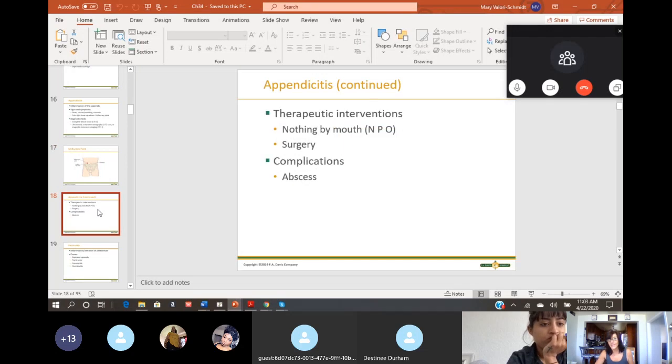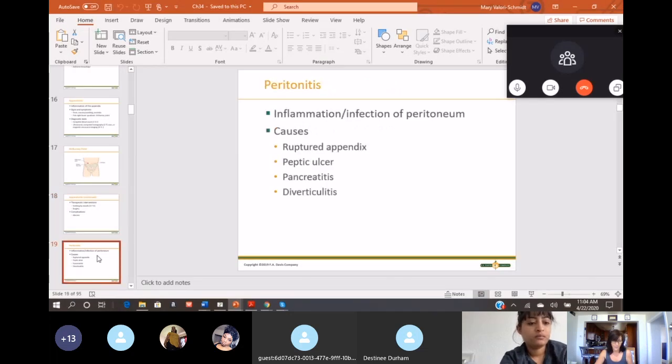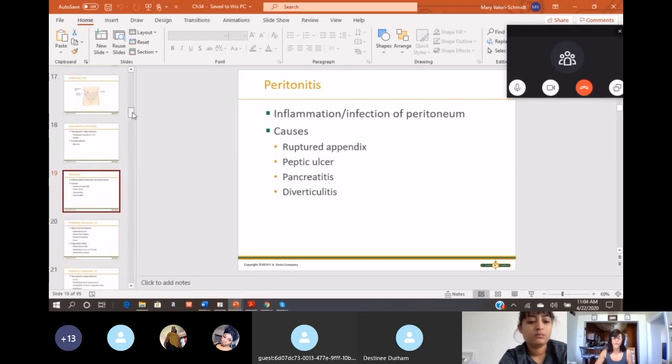If they do have appendicitis and they're going for surgery, nothing by mouth, right? Going to be NPO, and they're going to get the appendix out. I'm not going to talk about peritonitis right now because I get into that when we go into genitourinary.